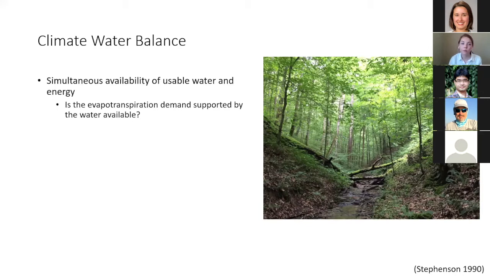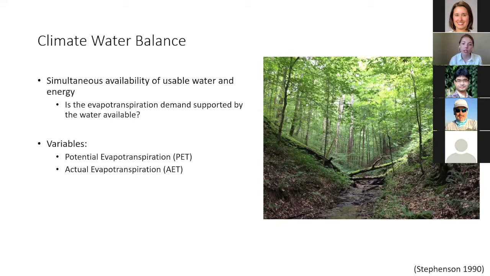So as part of this climate-water balance concept, there are many variables, including potential evapotranspiration. So this is the rate of evapotranspiration under unlimited water. So this is a hypothetical scenario where that system you're looking at has unlimited water to support that evaporative demand.